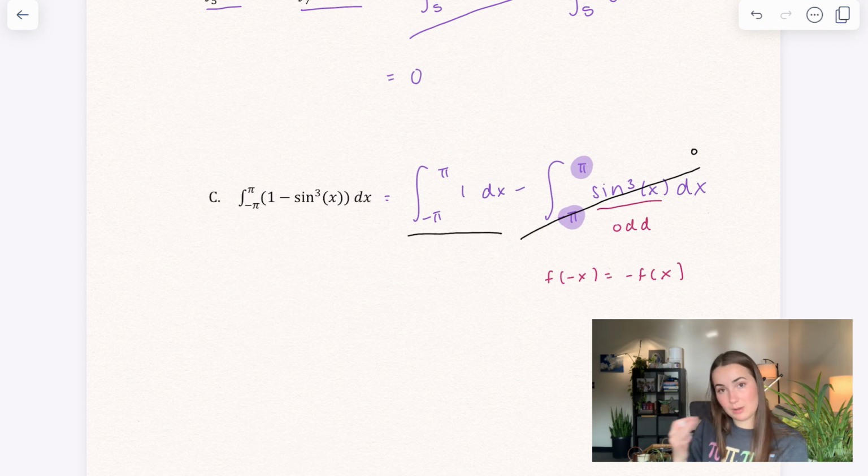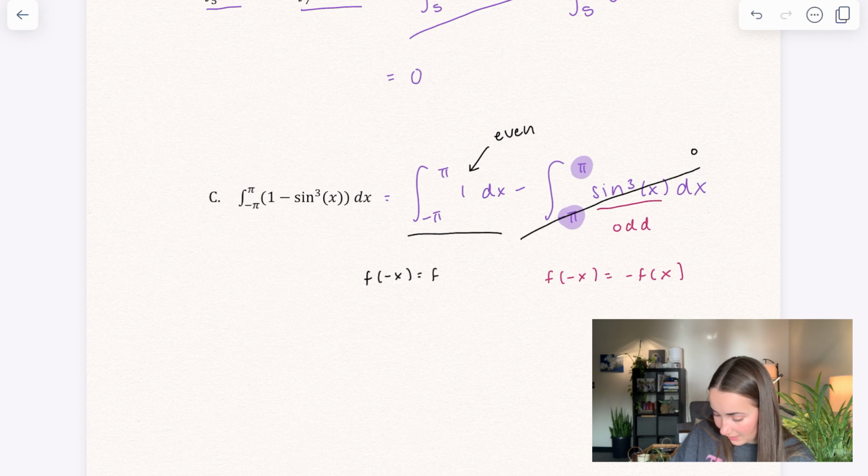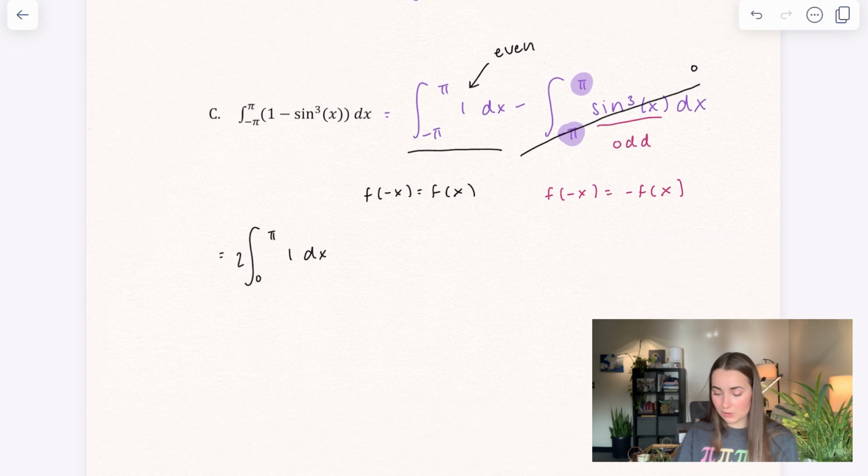So if you wanted to straight up integrate it, you could. Or you can talk about how 1 is an even function. And what I mean by that is that f of negative x is equal to f of x. No matter what we plug in, we're going to get a value of 1. And so you could rewrite this as 2 times the integral from 0 to pi of 1 dx. So either way that you integrate it, you're going to end up with the same solution.